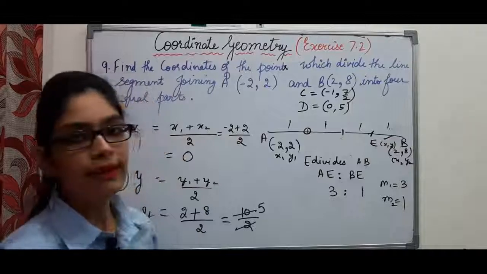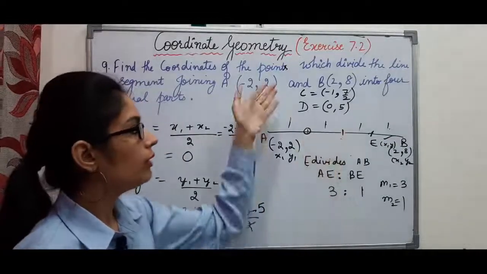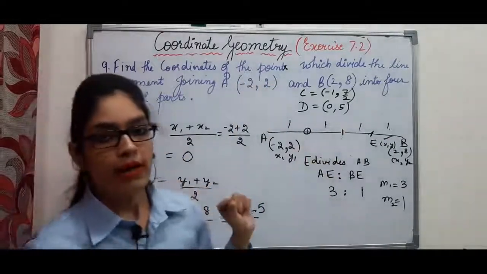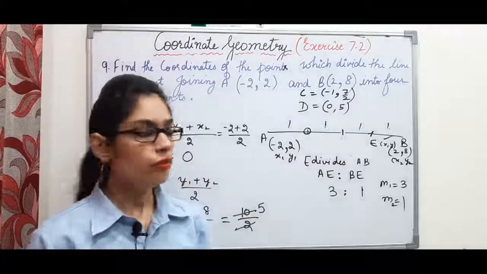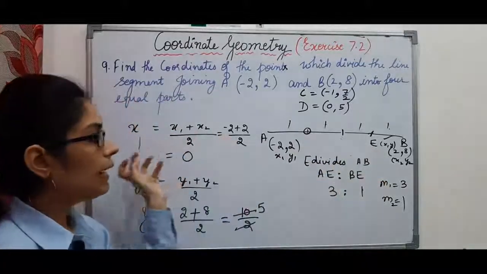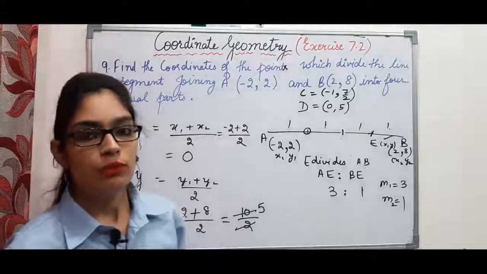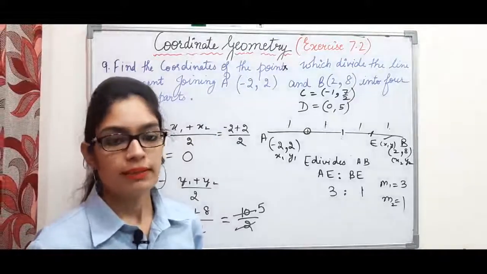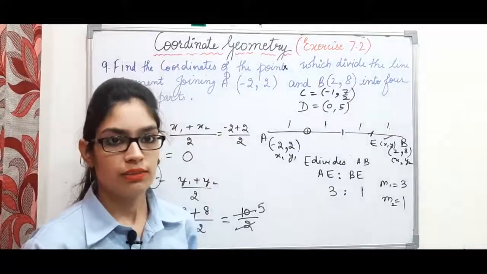So I have already found the coordinates of C and D. I want you guys to try and find the coordinates of point E by applying the section formula, and post your answers in the comment section. Now let's do the last question of this exercise.